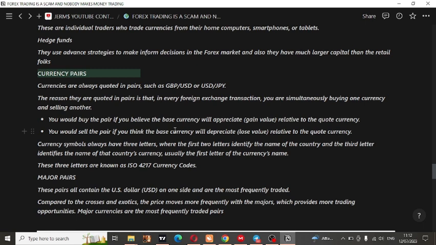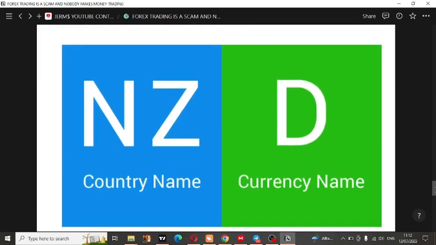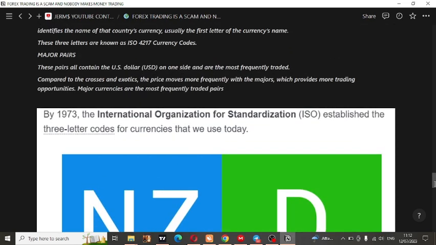And then currency symbols always have 3 letters. These are actually called ISO codes. ISO codes are set by an organization that sits down to code forex pairs. Every currency has 3 letters. The first two are the country's name, and the last one is the name of the currency. So when you are looking at something like NZD, it simply is New Zealand, and the last one is the dollar. That's how they work.